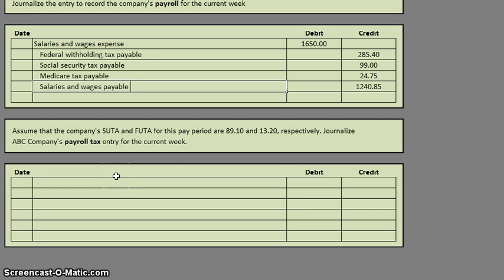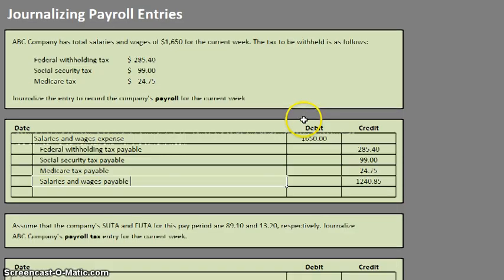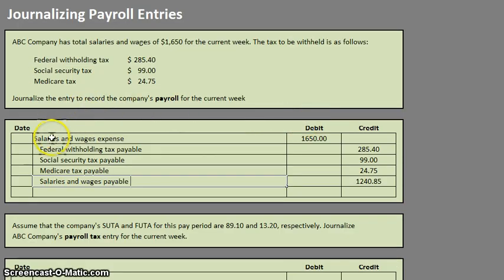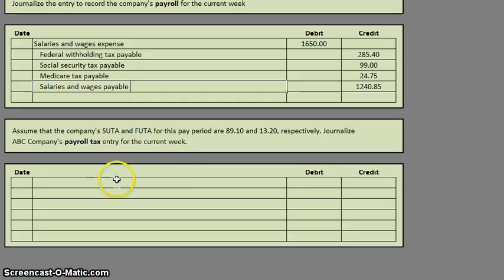They want us to assume that the company's SUTA, state unemployment tax, and FUTA, federal unemployment tax, for this pay period are $89.10 and $13.20 respectively. So $89.10 for SUTA, $13.20 for the FUTA. Now they want us to journalize the company's payroll tax. So you'll notice up above, we just went ahead and journalized the company's payroll for the week. This is asking for payroll tax.